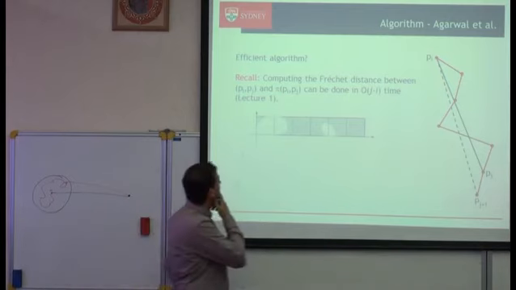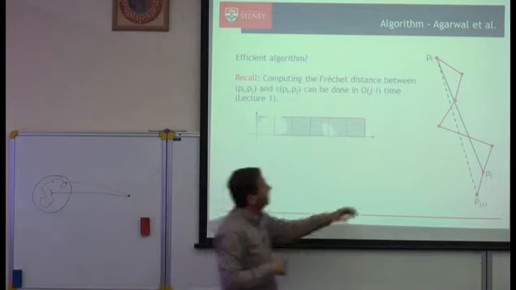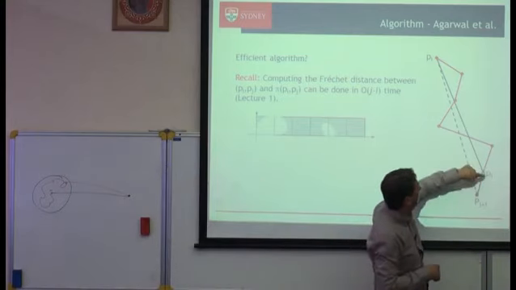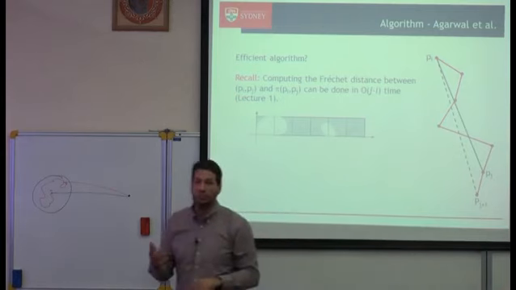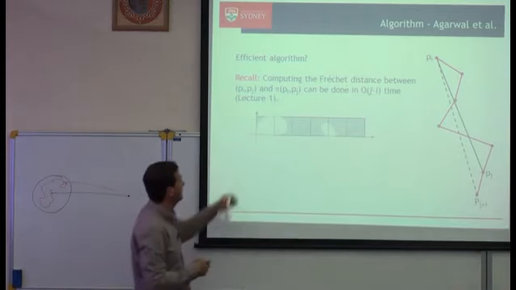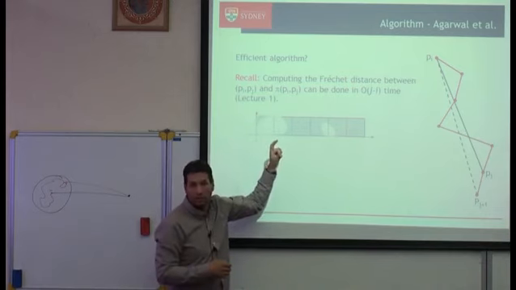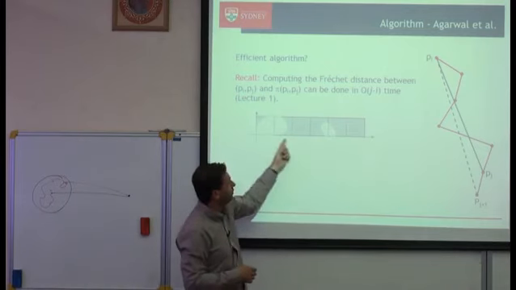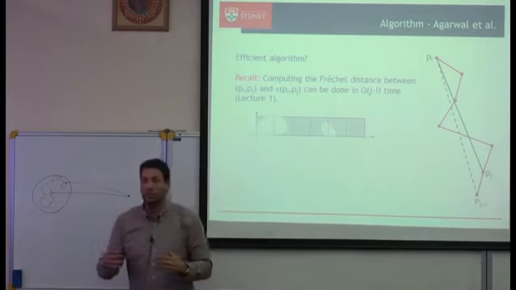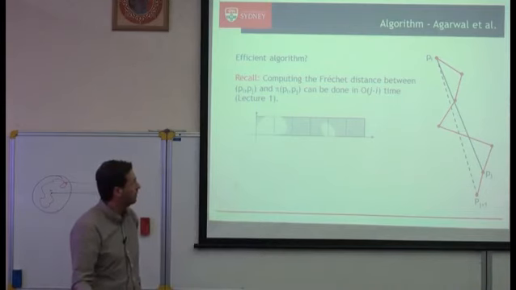So also recall that I can compute the Fréchet distance between the segment pi pj and the path between pi and pj in linear time. Right? Because that's just the free space diagram with height 1, because that's the segment pi pj. And the horizontal axis is just the number of segments between pi and pj.